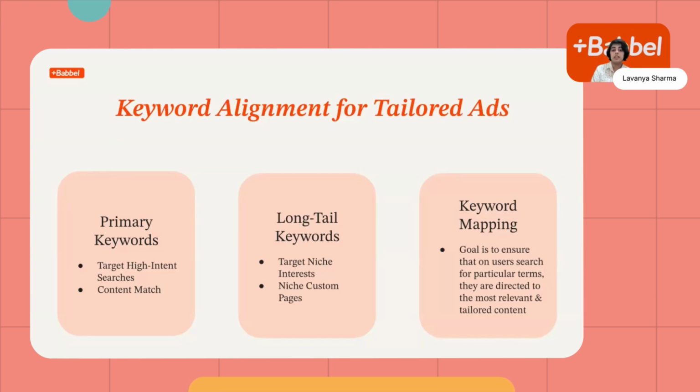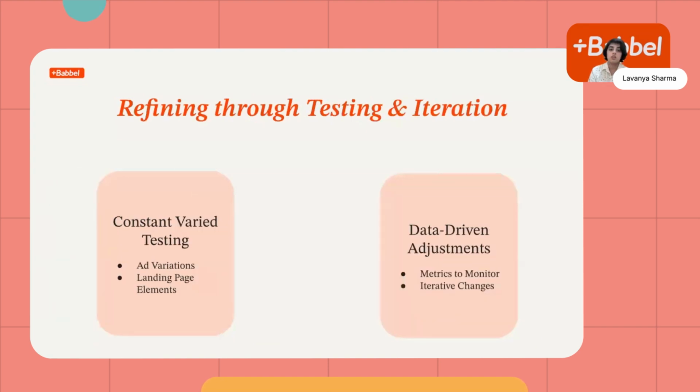But by ensuring each search term is meticulously mapped to the most relevant custom product pages, we not only improve the ad relevance, but also drive higher user engagement and conversion rates. This precise targeting maximizes the impact of our campaigns. Like I mentioned before, the strategy relies highly on continuous testing and keyword iterations.